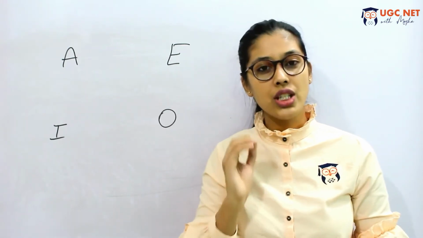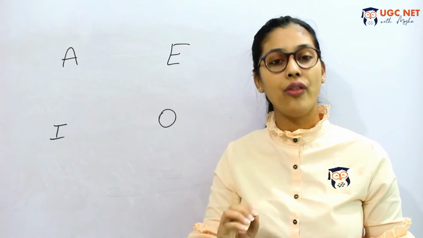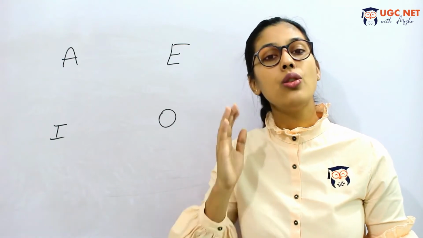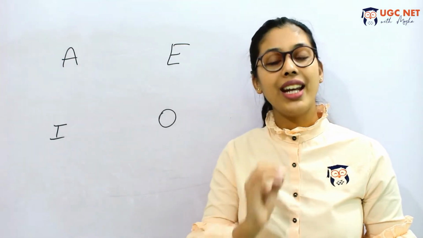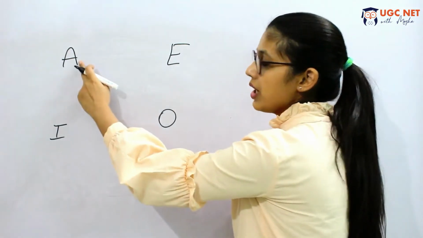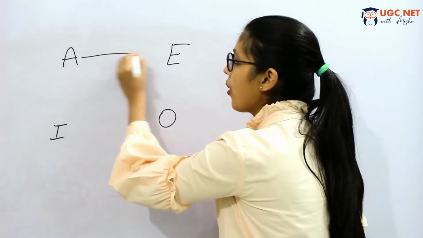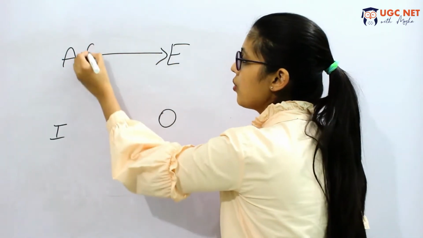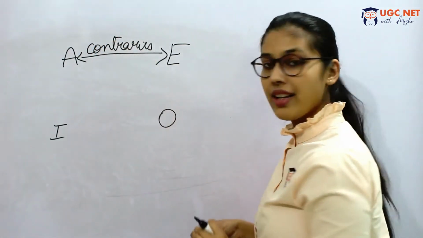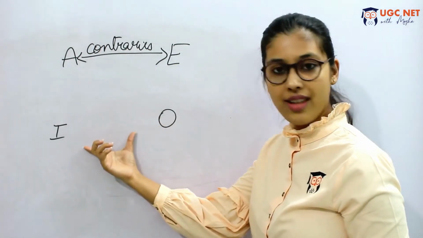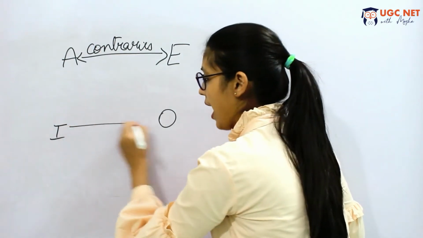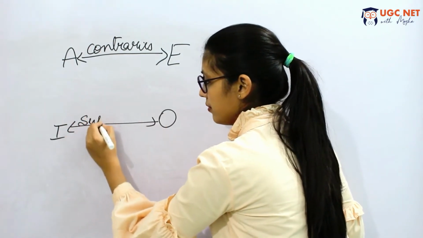Now square of opposition can be understood clearly with the help of a diagram, and if you know the diagram, majority of the questions can be solved within 30 to 40 seconds and without any confusion or any error. So now first thing we are going to understand is the relationship between A and E. So that is the horizontal relationship here, and this is known as contraries.